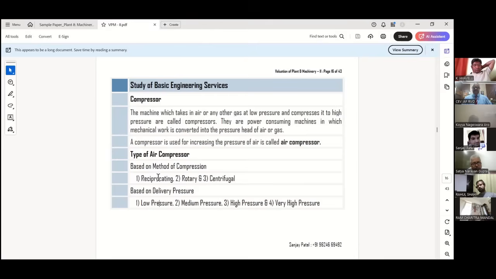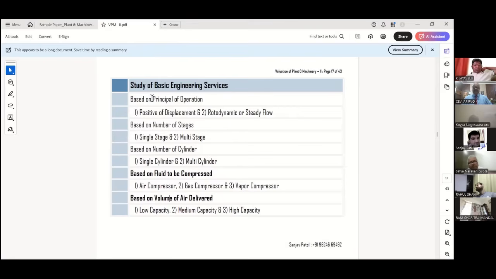Based on the delivery: low pressure, medium pressure, high pressure, very high pressure. Based on the principle of the operation: positive displacement, rotary or dynamic type. Based on the number of cylinders: single stage, multiple stage; single cylinder, multiple cylinder. Based on the fluid to be compressed: okay, it is an air compressor.